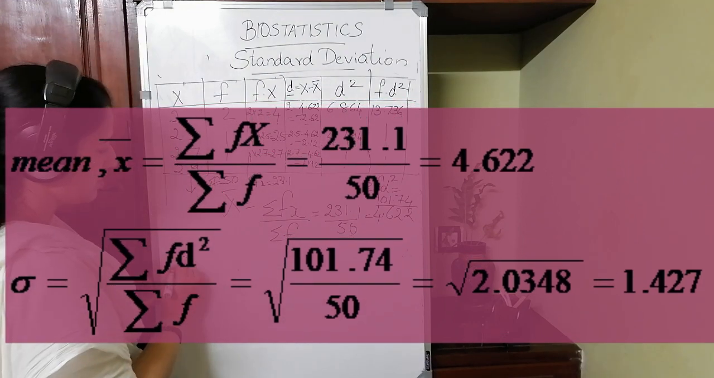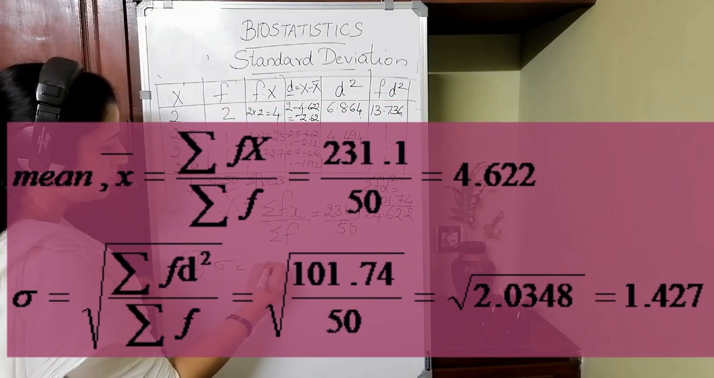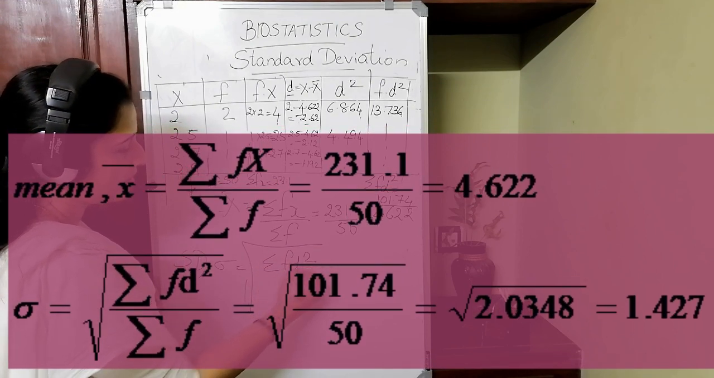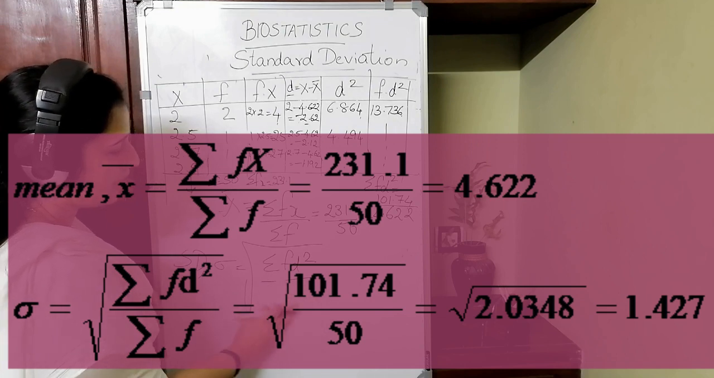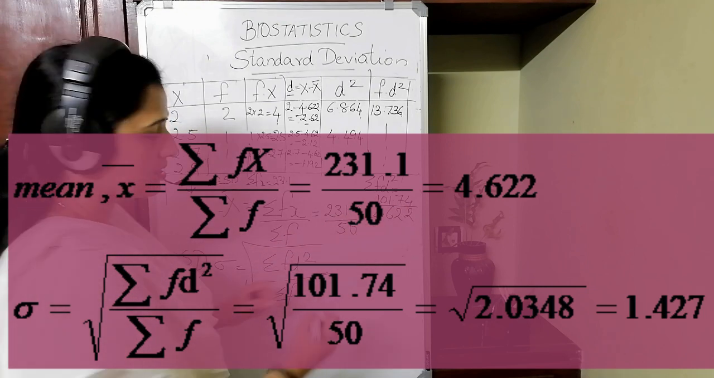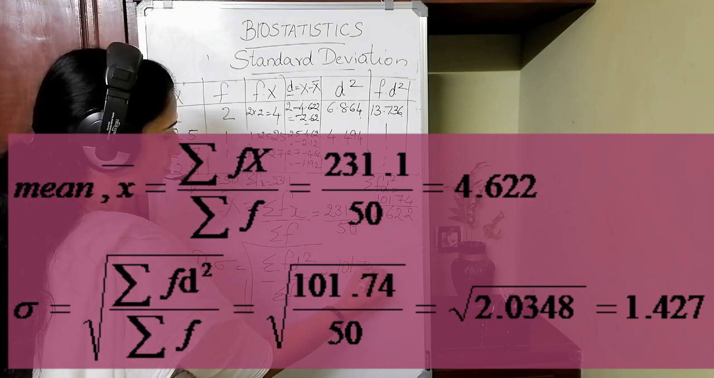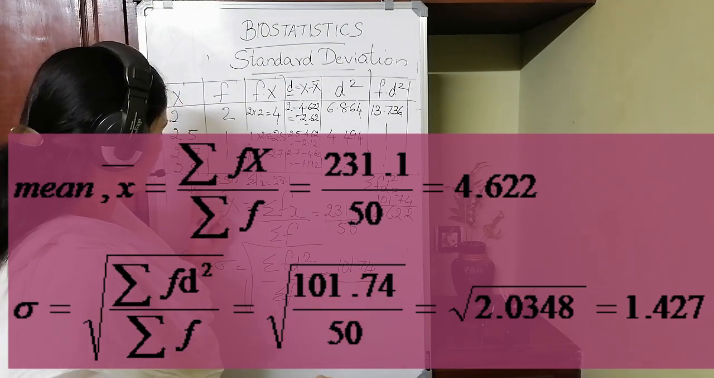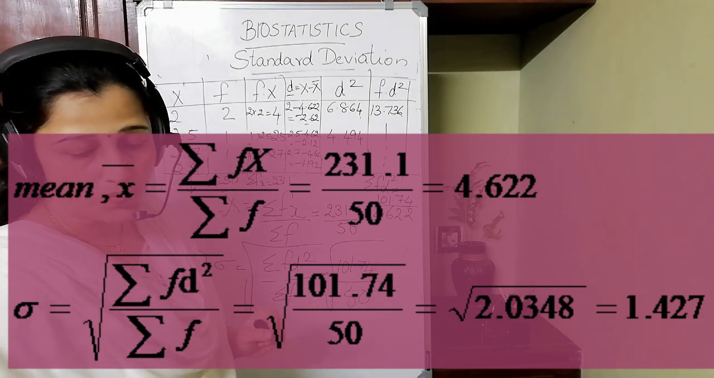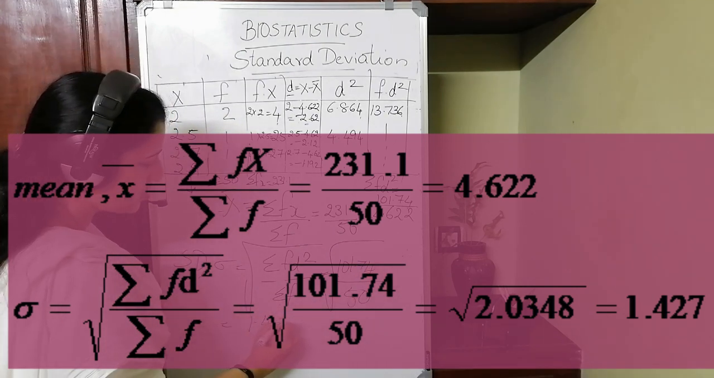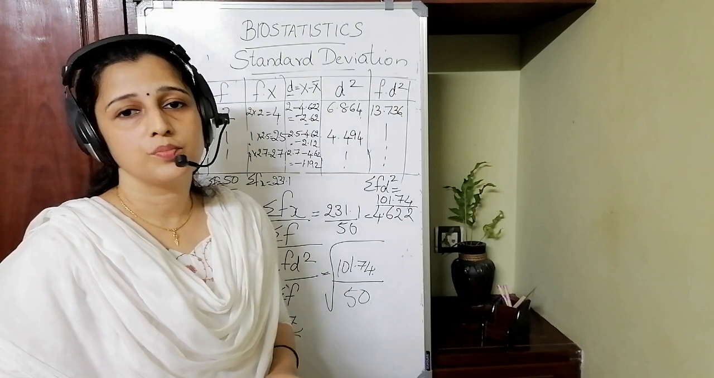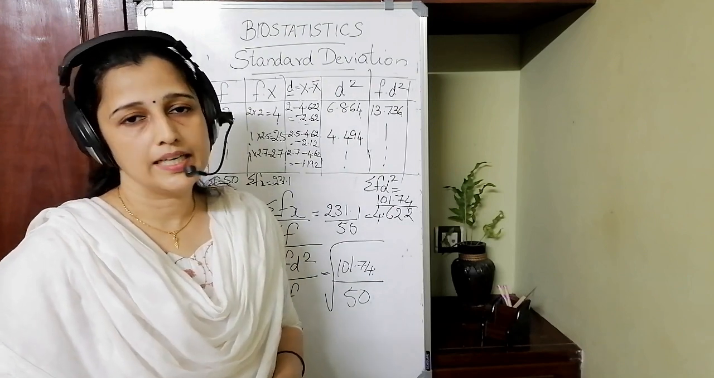So standard deviation, or sigma, is equal to the square root of sigma FD square divided by sigma F. Sigma FD square is 101.74, divided by sigma F, which is 50. The square root of this gives the answer 1.427. That is how you calculate the standard deviation for grouped data.